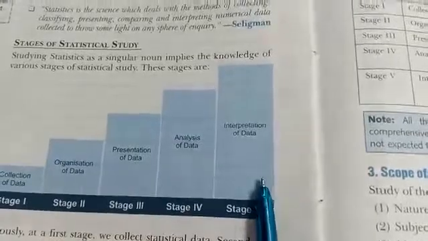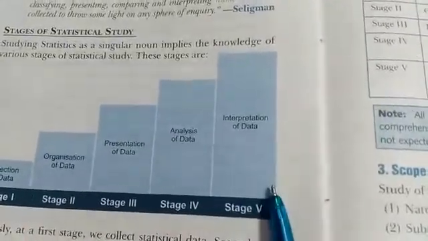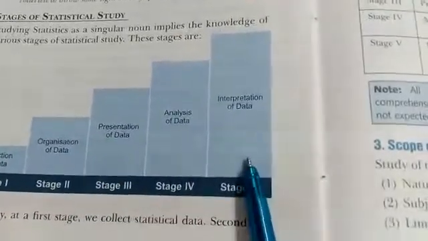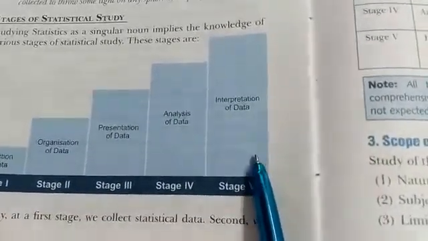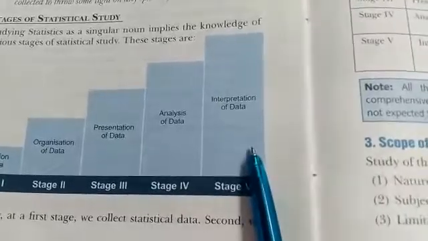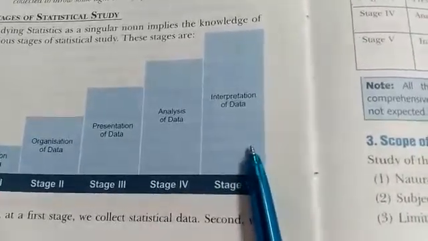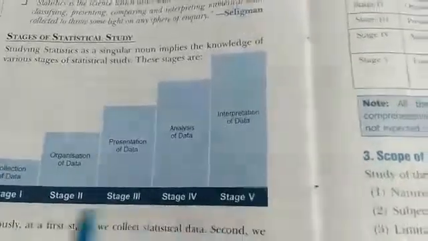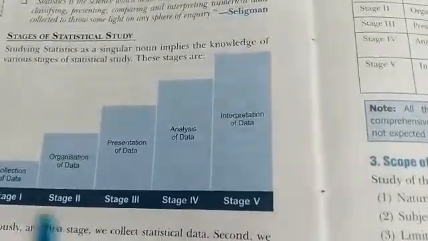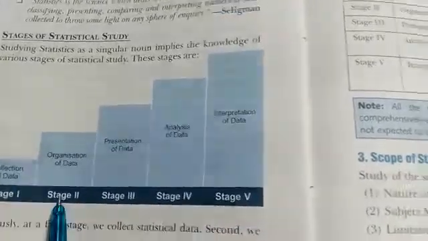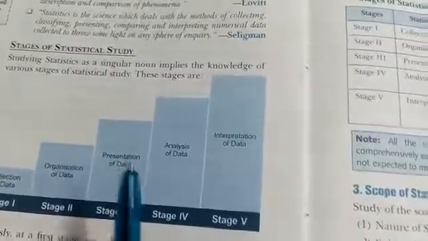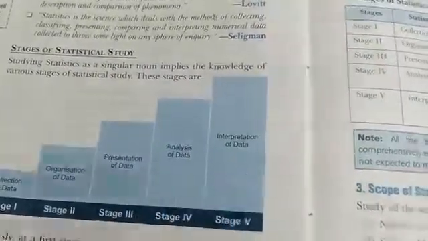After the study undergoes all these stages, now comes the stage when we need to interpret that data. What we collected as data, what did we conclude from it, what do we interpret? Clear. So these are the 5 stages for any statistical study. We need to collect data, we need to organize data, we need to present data in a particular form, then we need to analyze it. Okay? And then comes the last stage, interpretation.